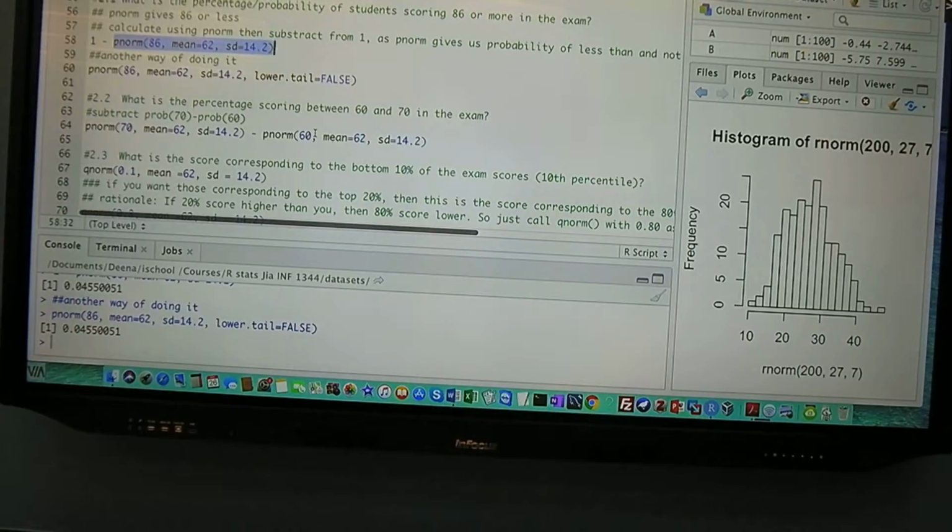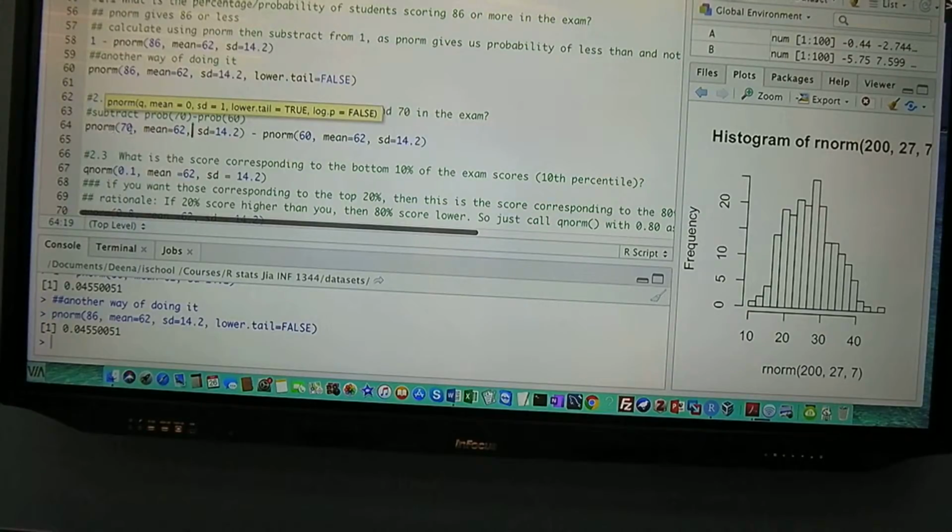So if I get all this area below 70 minus all this area that is below 60, I'm going to get this part that is between 60 and 70. Okay? So this is a way to do it just by using P norm. So I'm going to do the P norm for the first one with 70 minus the P norm for the second one with 60. And this is what I did here in line 64.